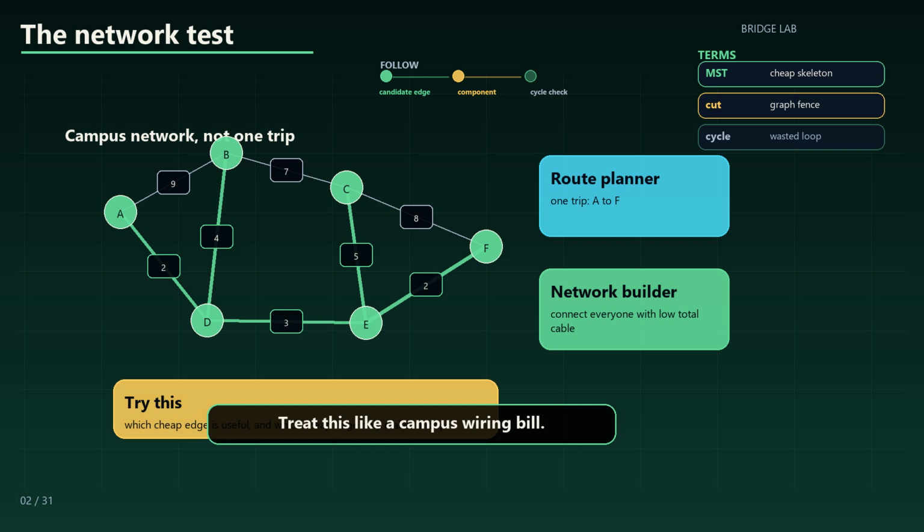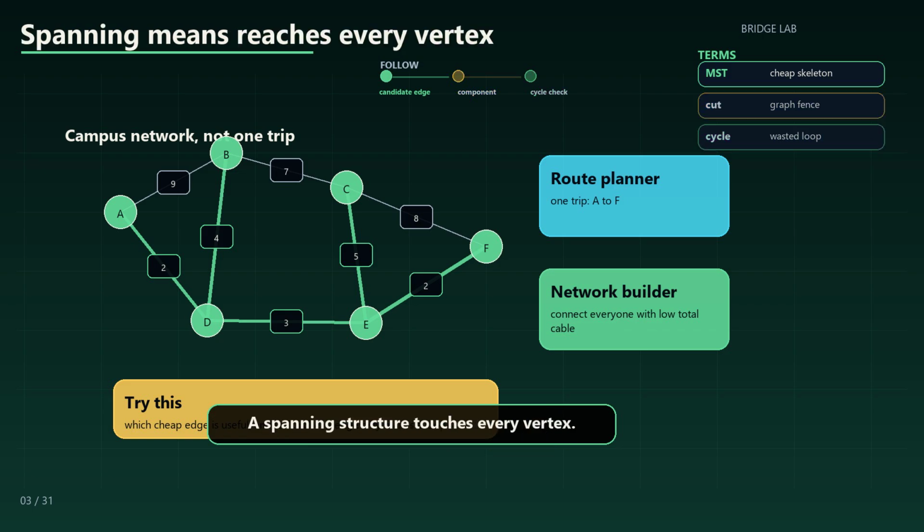Treat this like a campus wiring bill. A route planner asks how one person gets from A to F quickly. A network builder asks how every building receives a connection without paying for redundant cable loops. A spanning structure touches every vertex. Nobody is left isolated. The goal is not to visit one destination, it is to connect the whole set. Kruskal and Prim feel different, but both survive because every accepted edge has a safety argument behind it.